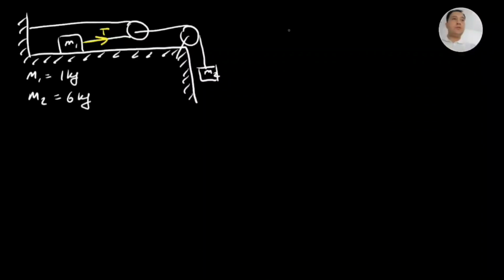That's why we need to write Newton's second law for the first object. Tension will be equal to M1 times 2A. Why acceleration is 2 times greater, I will explain at the end of this video, so don't miss it.